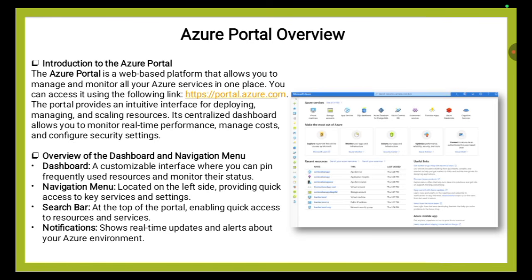The image shows the Azure portal's main dashboard. At the top, you can see popular Azure services like virtual machines, storage accounts, and Kubernetes. The central section includes options to explore, monitor, secure, optimize, and connect Azure services. Below, the recent resources section lists recently used services, while the useful links section offers quick access to documentation and Azure updates. So this can be said as per the details mentioned over here. Now let us move to the next part.